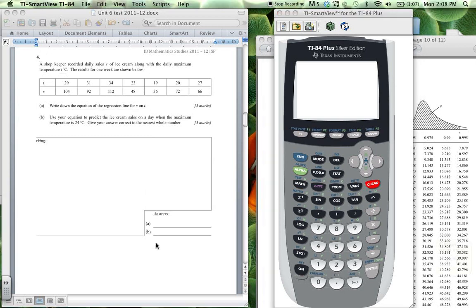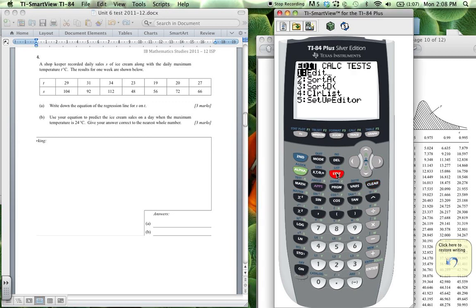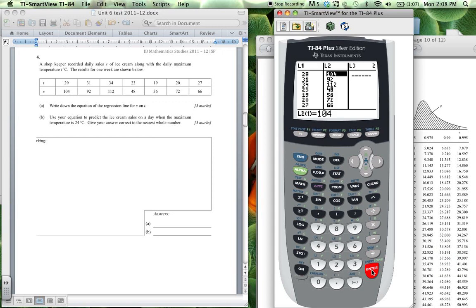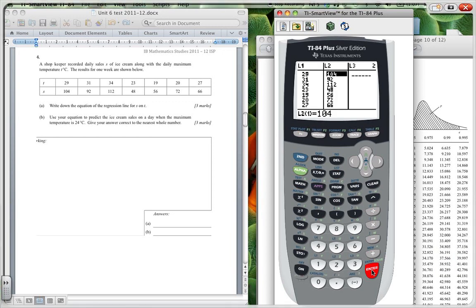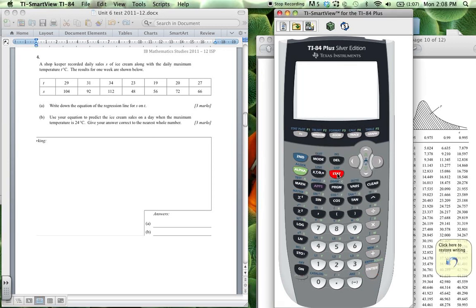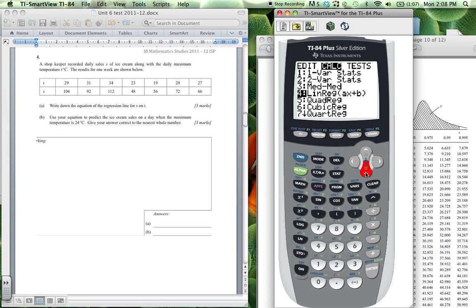So we will put this data into our graphics calculator. I've actually already done that. So you go to edit and you see that I've got it in here. In my first column, I've got my T values, and here I've got my S values like that. And then we go to stat again, and we're going to analyze it. You go to calc, and you go to number 4, your linear regression, LinReg ax plus b, and you say enter. And we've got to say that it's L1 and L2, and we say enter, and we get that.